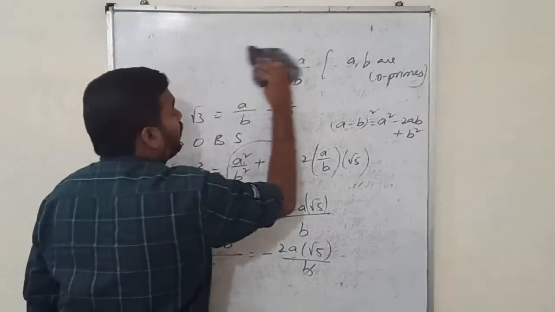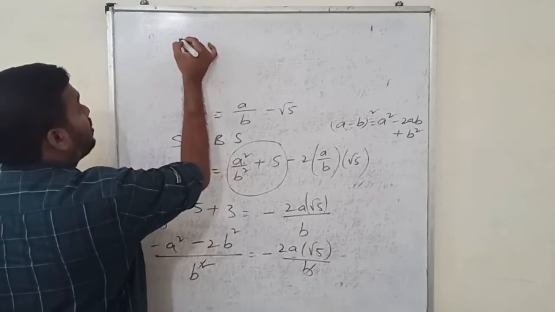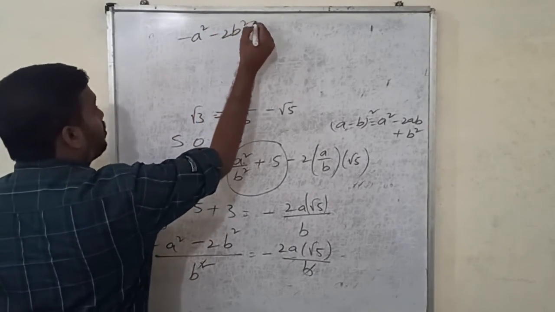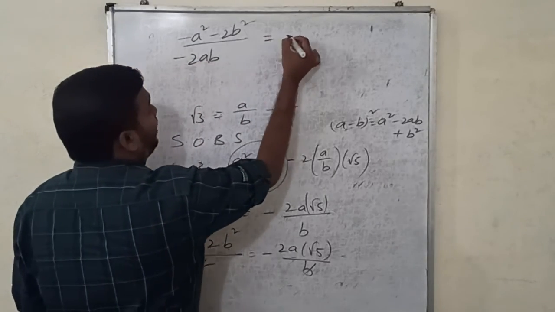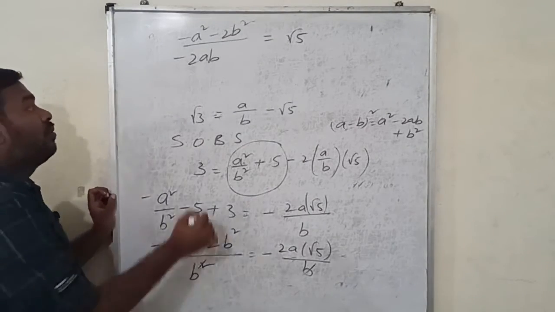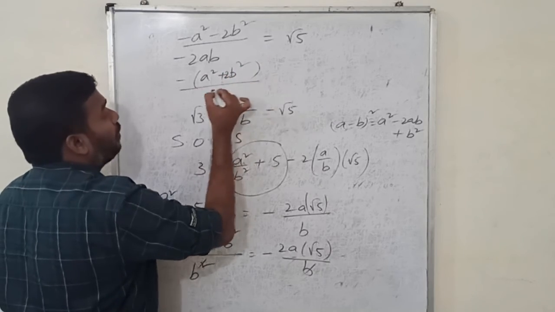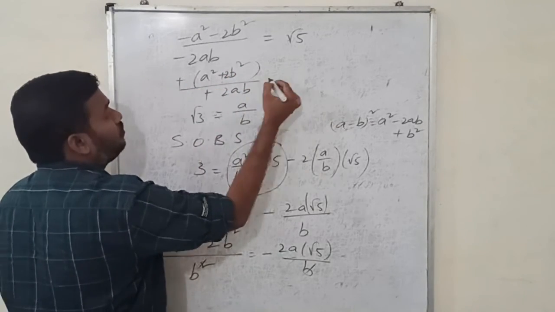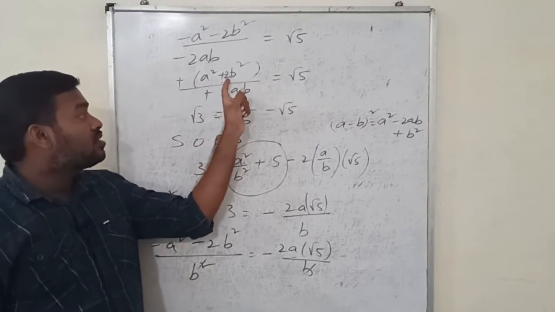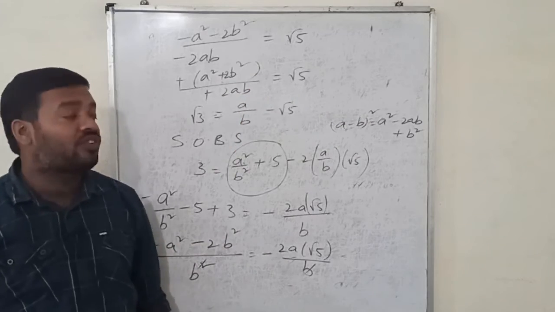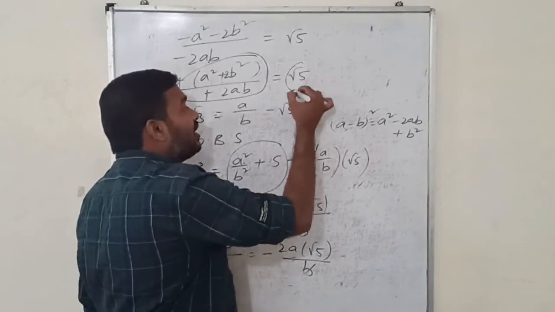That will be minus A square minus 2B square by B. If you send minus 2A to the other side, that will be minus 2AB. If you take minus common, that will be A square plus 2B square by 2AB is equal to square root of 5. Here we got A square plus 2B square by 2AB is equal to root 5. Here this is rational and this is irrational.